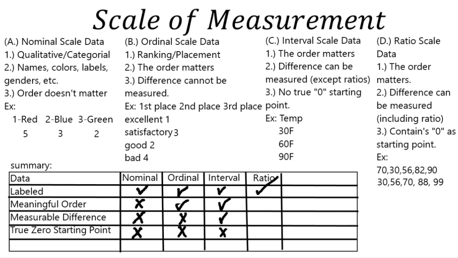Now let's move on to ratio scale data. Ratio scale data are labeled. It does have a meaningful order. And it does have a measurable difference, and it does have a true zero starting point.